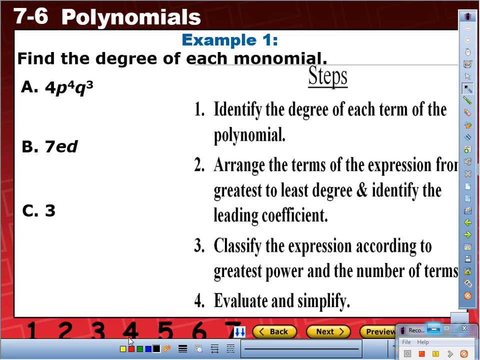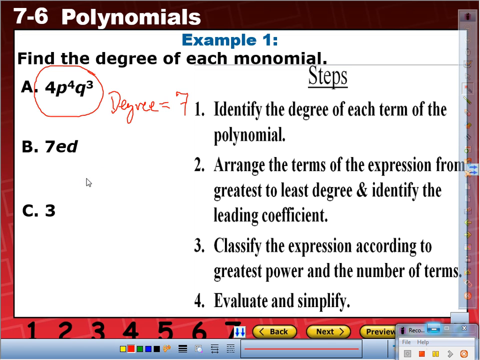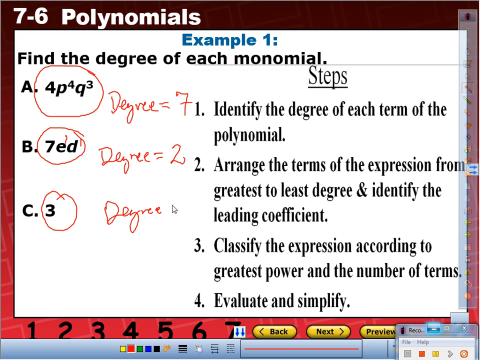Let's see. For this one, this is a monomial. I'm looking at it, and my degree is equal to 7. Hands if you got that. Okay. This is a monomial. The degree is equal to 2. Hands if you got that. Okay, how do we get that? We look at the variables, the exponents. 1 plus 1 is 2. This one was 4 plus 3, that's 7. This is a monomial. The degree is 0. Hands if you got that. Why 0? Because it doesn't have a variable. Are we there so far?